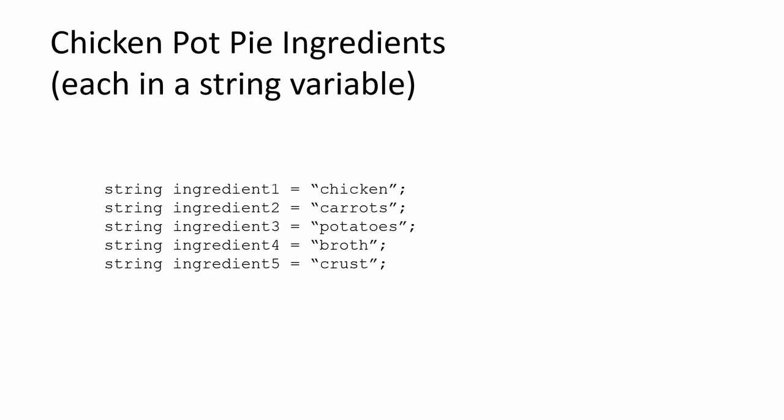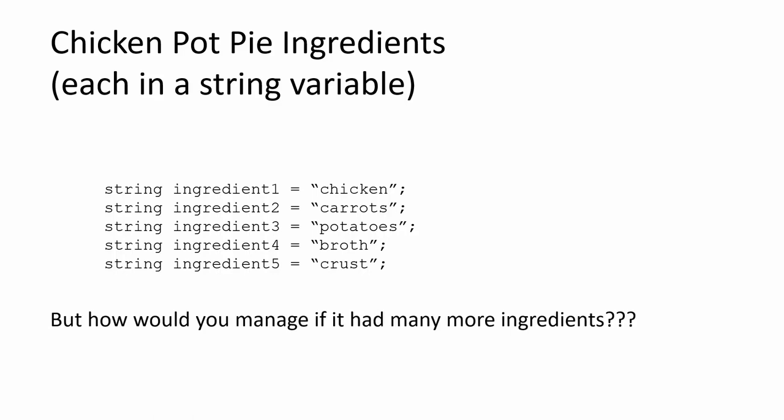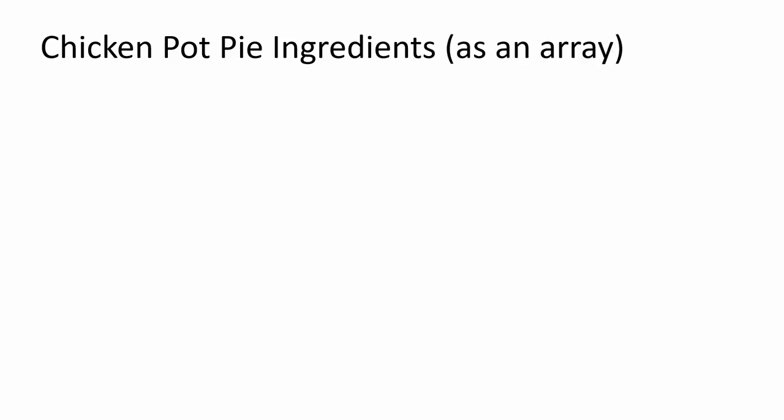So what you could do is store each ingredient in its own string variable. But that can get a little out of control. Let's say if you have more than 5 ingredients, how would you manage them and access them? And even though you could potentially do this, it's not a great way to handle your data. So a better way to do this is to store it in something like an array.